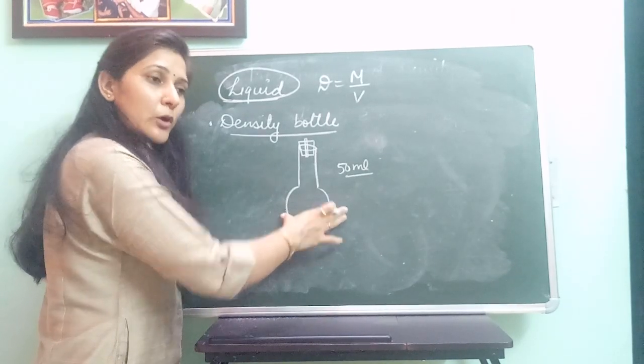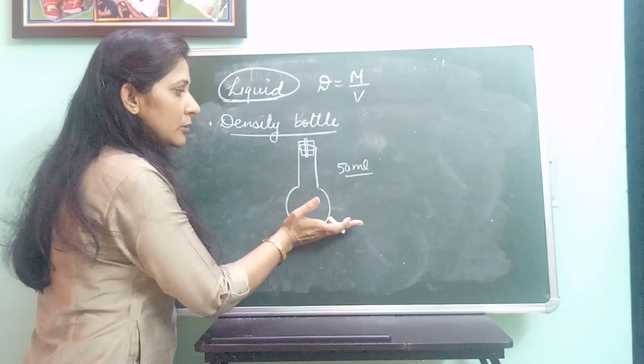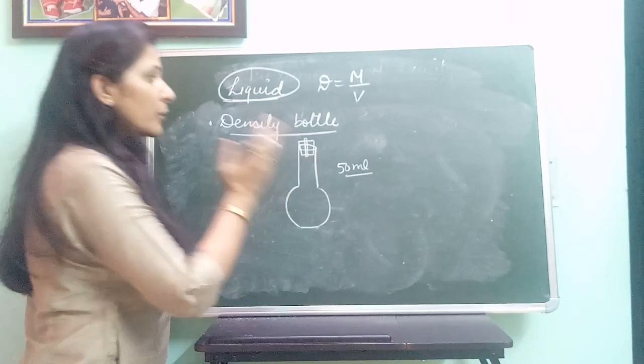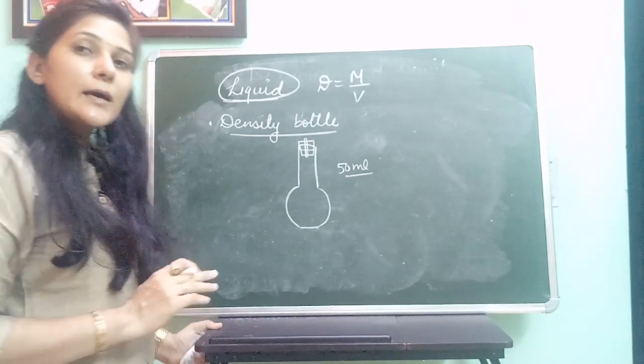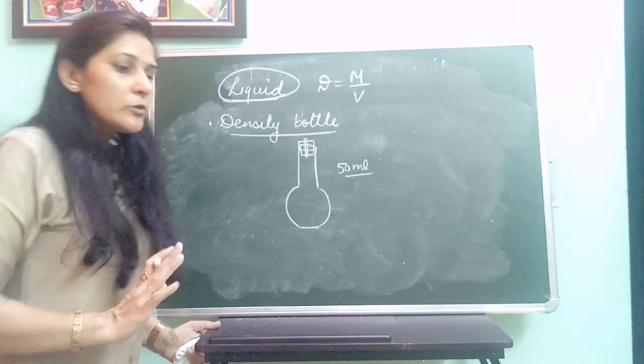and it is able to hold a certain volume of a particular liquid, or any liquid, every time. That means every time it is able to hold the same volume for all the liquids, and this way we are able to calculate the correct value of density of liquids. This is another method by which we can calculate the density of liquids.